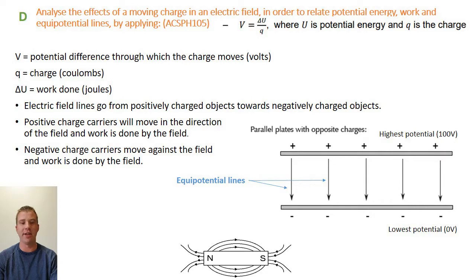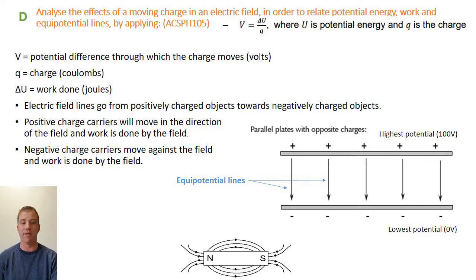Now let's have a look at 4D. Analyze the effects of a moving charge in an electric field in order to relate potential energy, work, and equal potential lines by applying V equals delta U divided by Q. Now U is potential energy and Q is the charge. V is the potential difference through which the charge moves, in volts. Let's have a look at the few dot points on my slide.